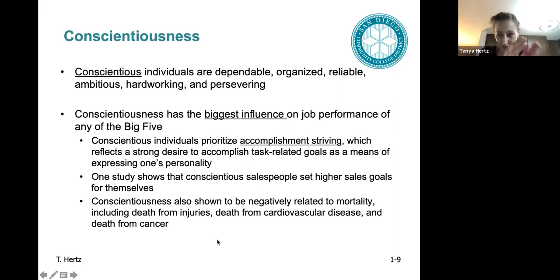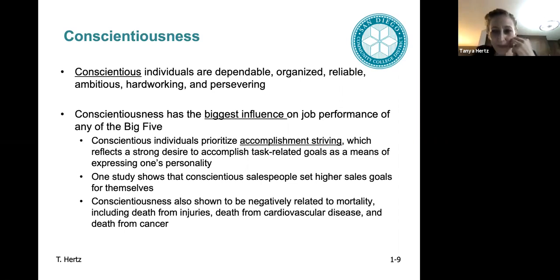So remember, negative correlation would mean that it's correlated but in the opposite direction, and it's negatively correlated to mortality. So what I'm saying there is if you're conscientious, you're less likely to die from a variety of different factors, including heart disease, cardiovascular disease, motorcycle accidents, car accidents, diseases, cancer.